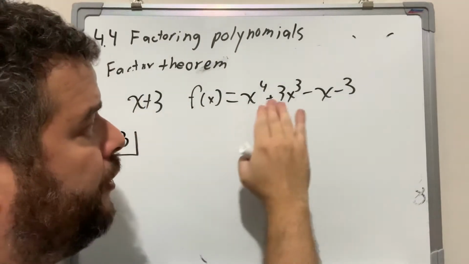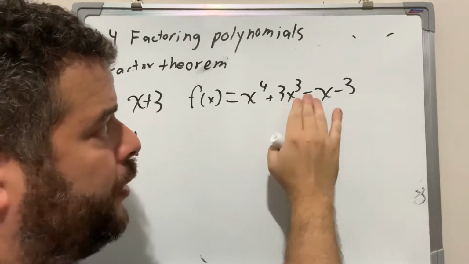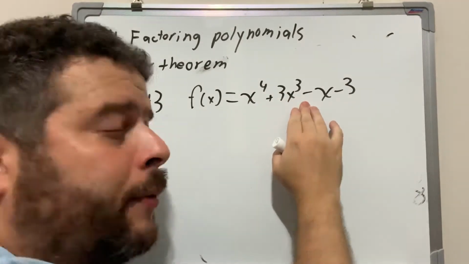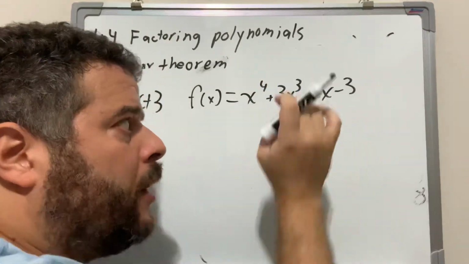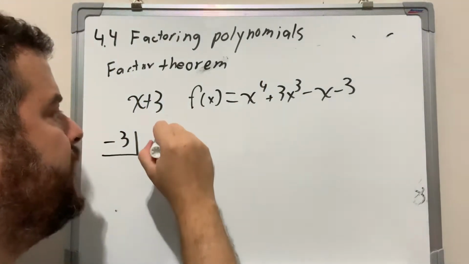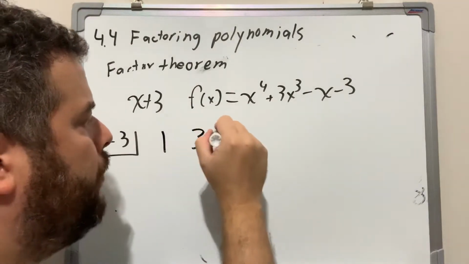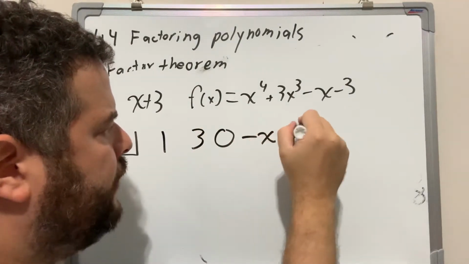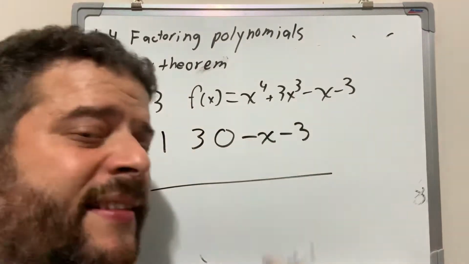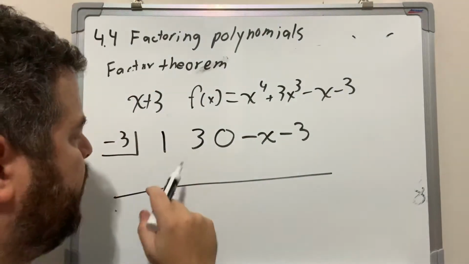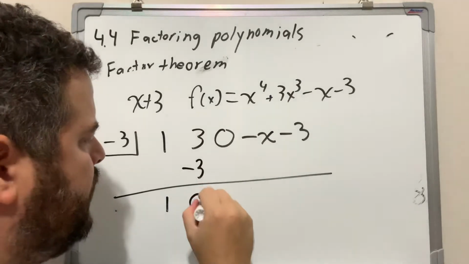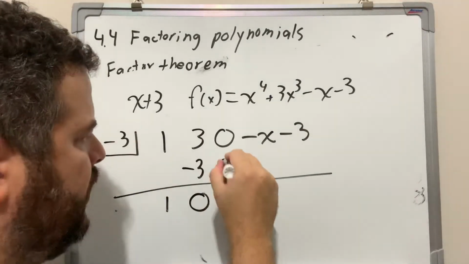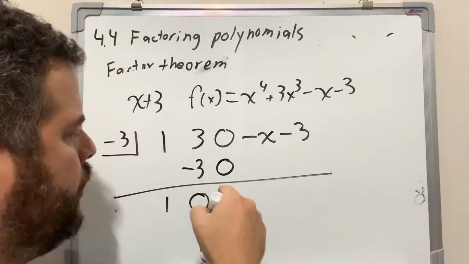And then again, confirm my polynomial. 4th degree, 3rd degree. I am missing 2nd degree, 1st degree, constant. So again, I'm only going to put a 0 where the 2nd degree should be. Otherwise, I'm going to put all my other numbers as usual. I'm going to do my synthetic division. 1 plus 0, 1. Negative 3, 0, 0, 0.